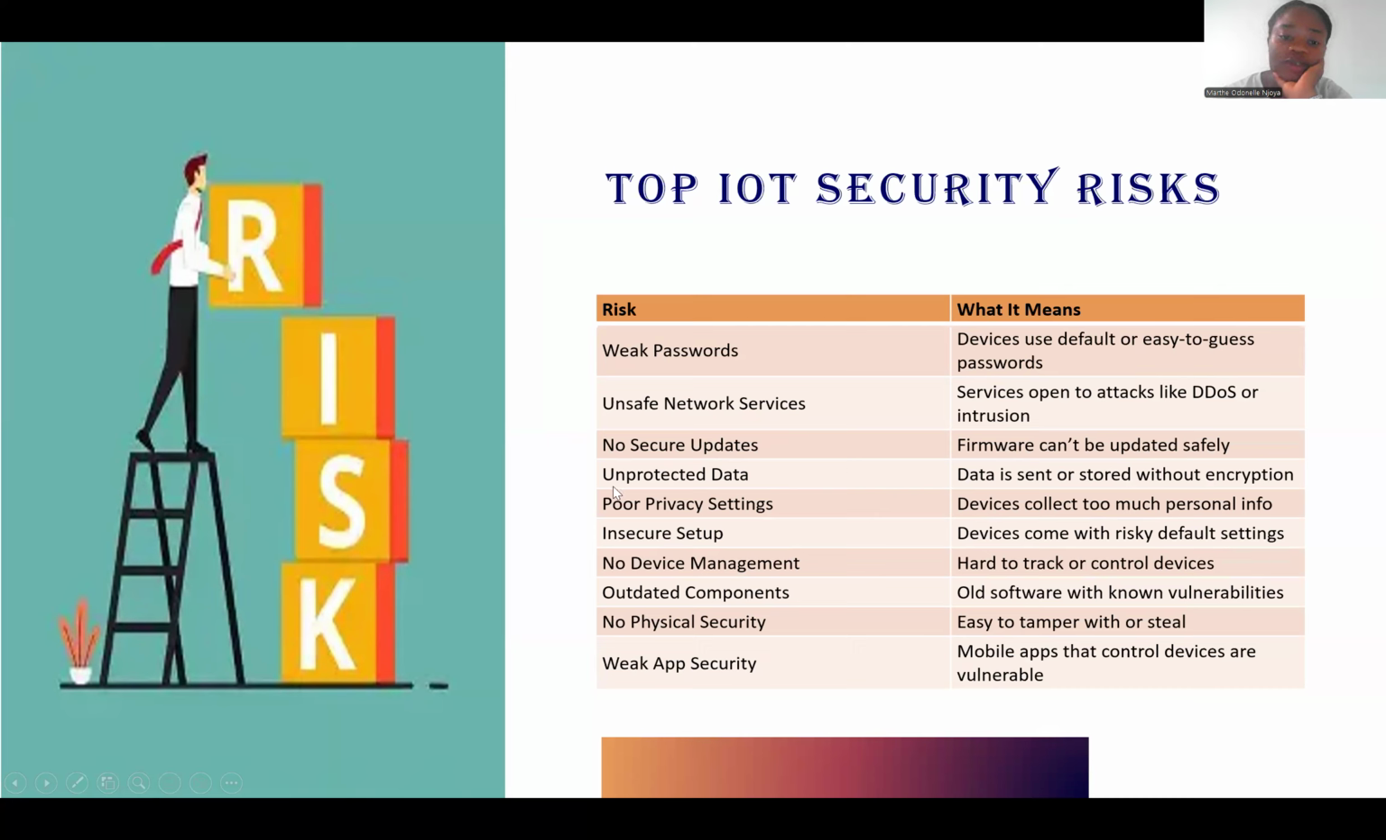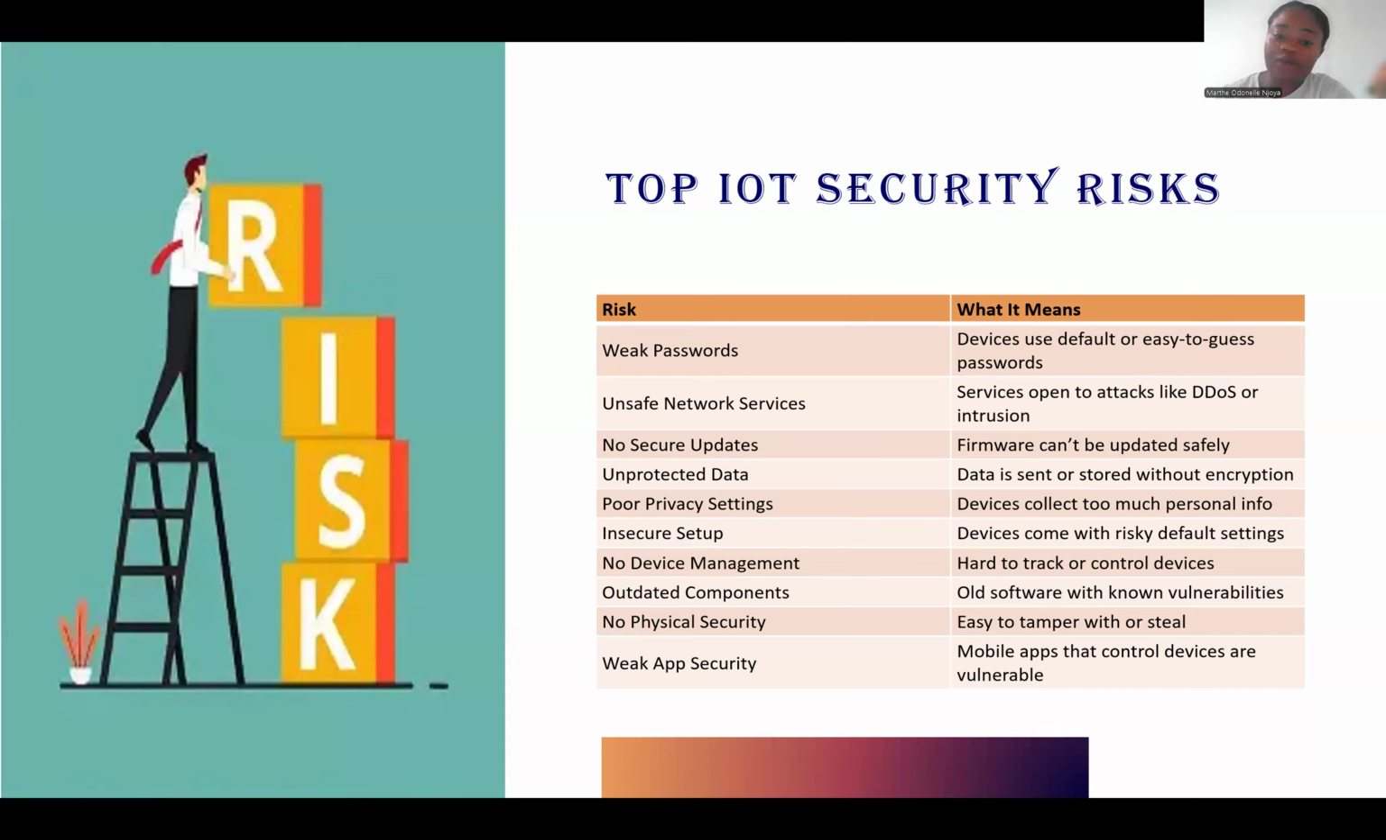Another risk is unprotected data, meaning data is sent or stored without encryption. Another risk would be poor privacy settings, meaning the device collects too much personal info. And another one is insecure setup. The device comes with a risky default setting. And another one would be no device management, which is like hard to track or control the device.